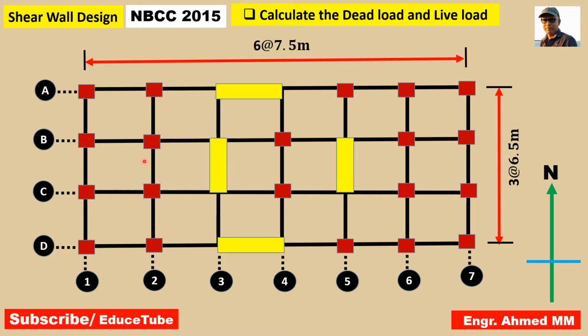So our target is to design this shear wall to resist north-south direction wind loading acting on the long side of the building. This is the long side, and on the long side of the building that wind load is acting.